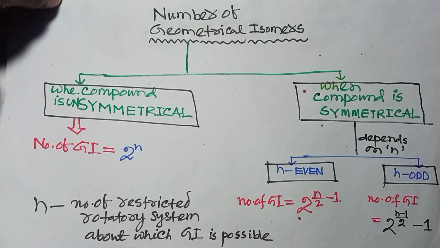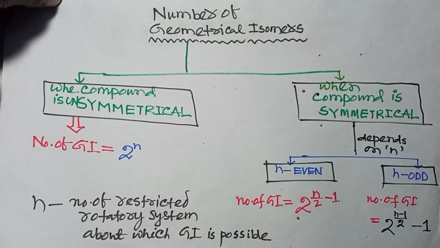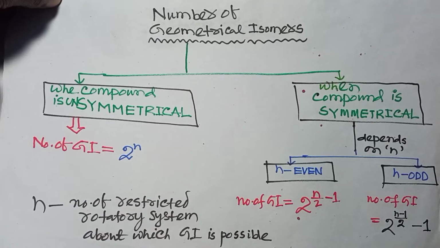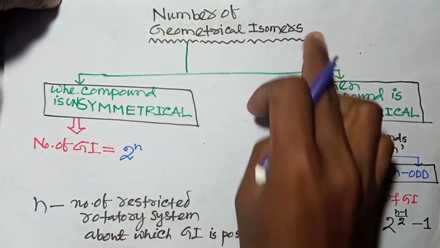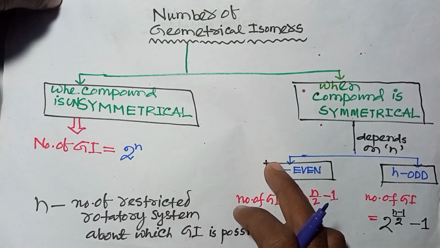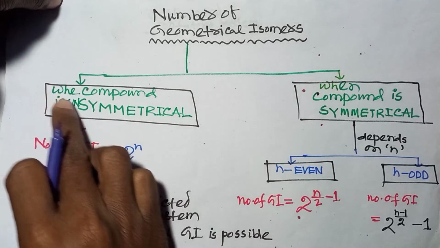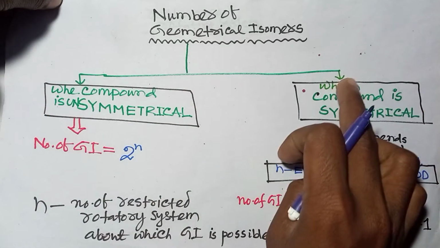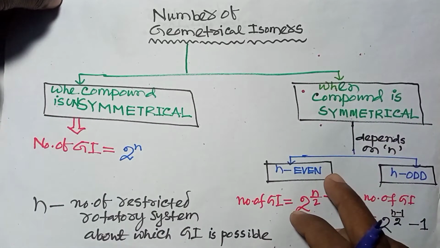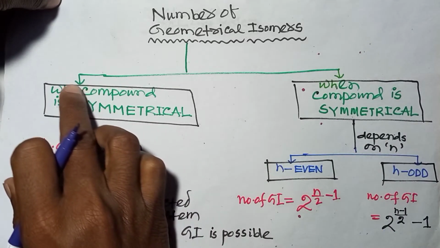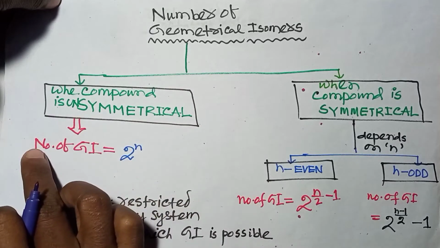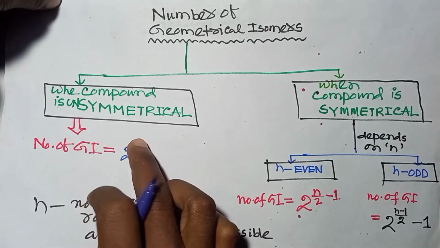In this video I am going to discuss how to find out the total number of geometrical isomers in a given compound. Okay, so let's see it. The number of geometrical isomers depends on whether the compound is unsymmetrical or symmetrical. In case the compound is unsymmetrical, the number of geometrical isomers equals 2 power n.